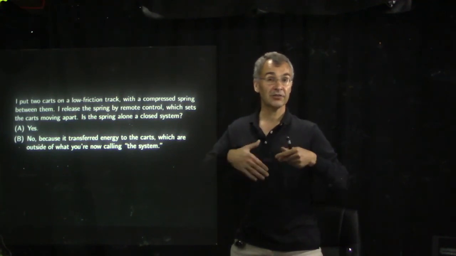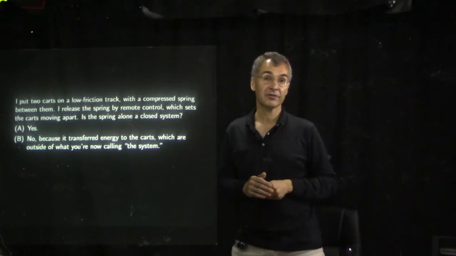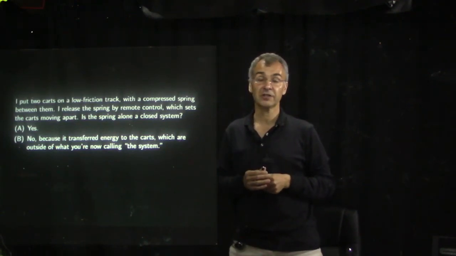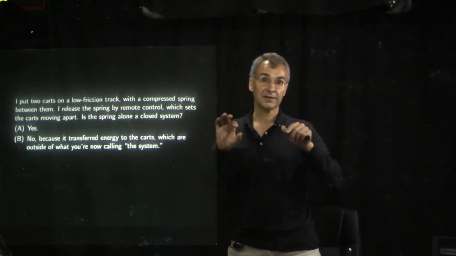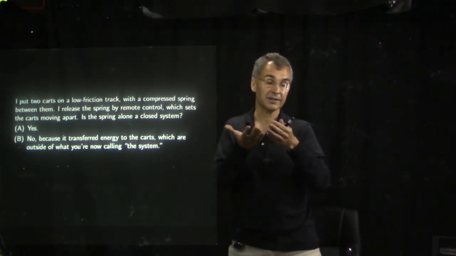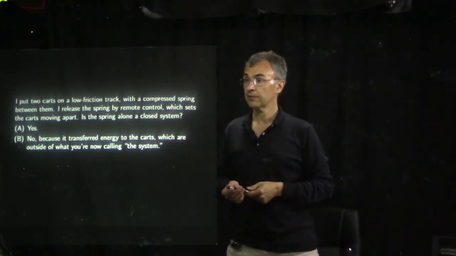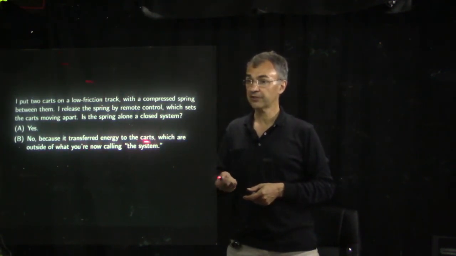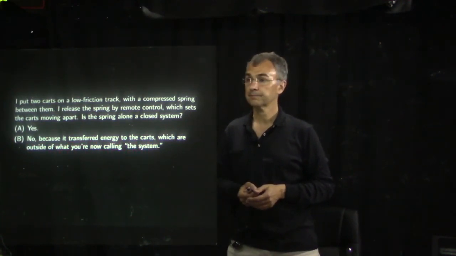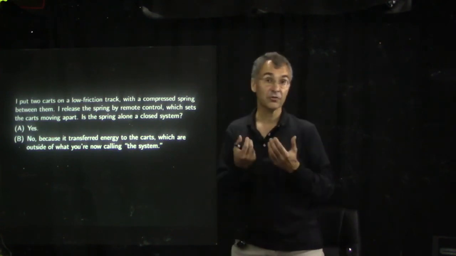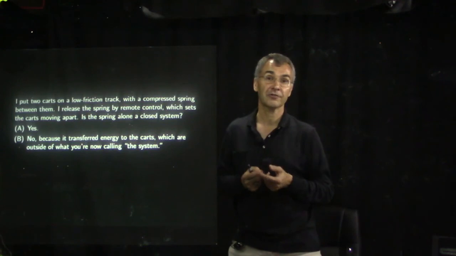because the spring is giving up energy and is transferring that energy to the kinetic energy of the carts. So the spring alone is certainly not a closed system because energy is flowing out of the spring. It's being transferred out of that spring to the kinetic energy of the carts. So no, because it transferred energy to the carts, which are outside of what you're now calling the system. Yeah, B. See, so where you draw your system boundary makes a big difference in the usefulness of the conservation laws.